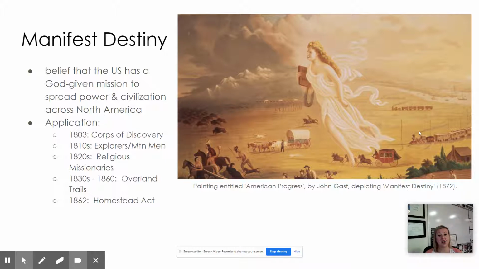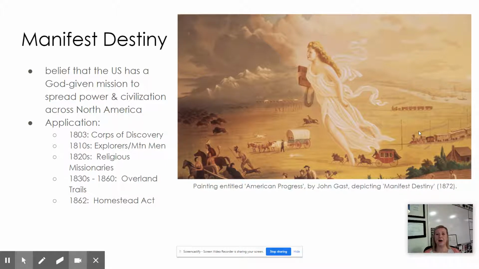And I think that's the concept here. It's God-given, it is religious. So it's got that connotation associated with it, that it comes from above, that there has to be a directive to spread our power and spread civilization. And the idea is that influence would happen from coast to coast, right? From the East Coast all the way to the West Coast.